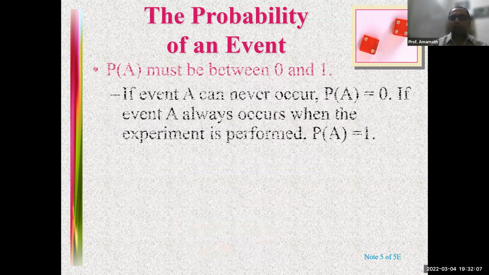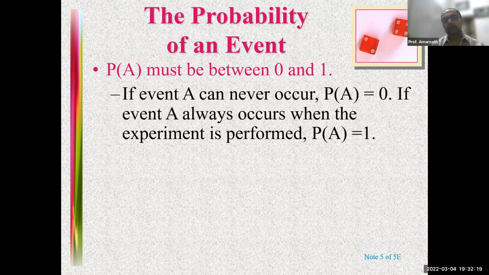So the probability of A must be between 0 and 1. If event A can never occur, P of A is 0. If event A always occurs when the experiment is performed, then P of A is 1. So the value of probability should always be between 0 and 1. If your calculation gives something greater than 1 or less than 0, you are wrong. It's a closed bound, a square bracket, not a round bracket. Please take this on board. You should never go wrong on this.